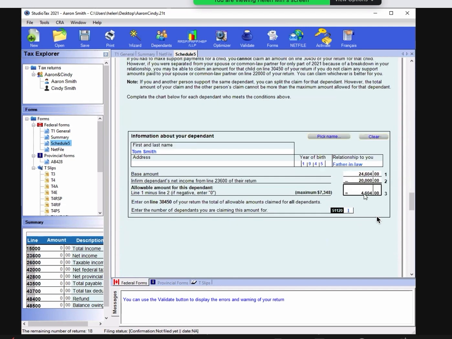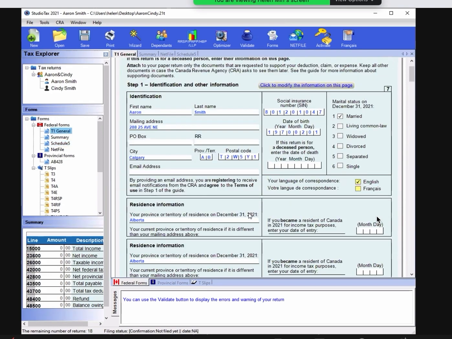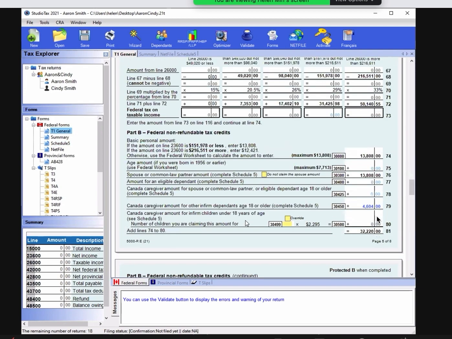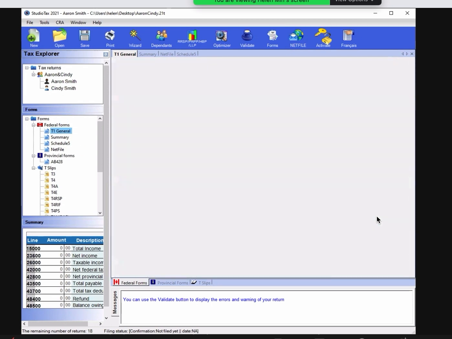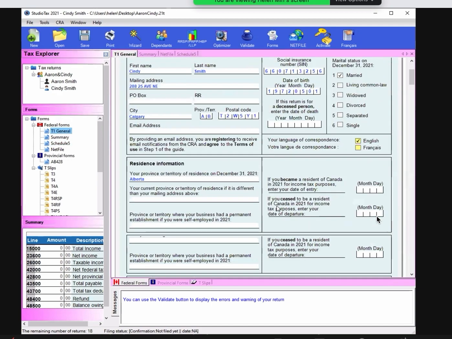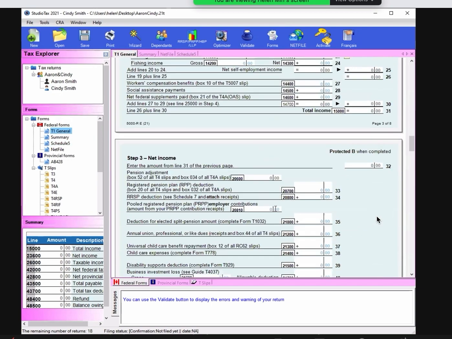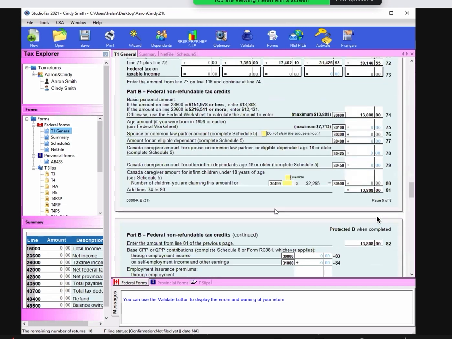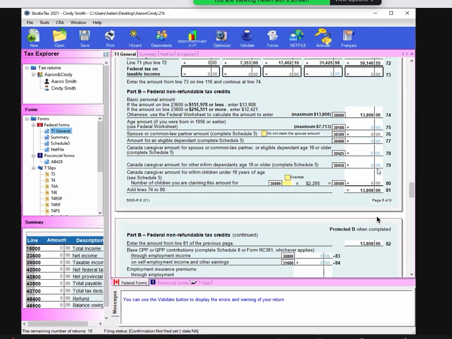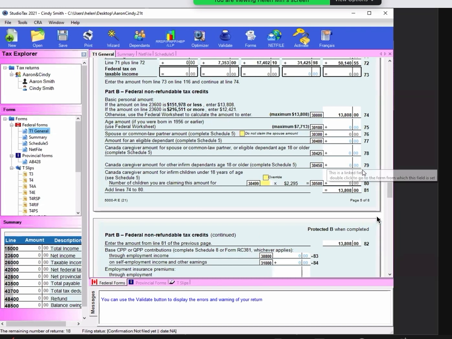See here, 20,000, then I have 4,000, so Aaron claims. Then on T1, you will see Aaron on T1, that's 79. They get 4,000 here, right? 4,000 says 600. But if you click on Cindy, see if Cindy has something on T1 79. Cindy doesn't have. You make sure only one. You cannot have Cindy and Aaron both. Only one.